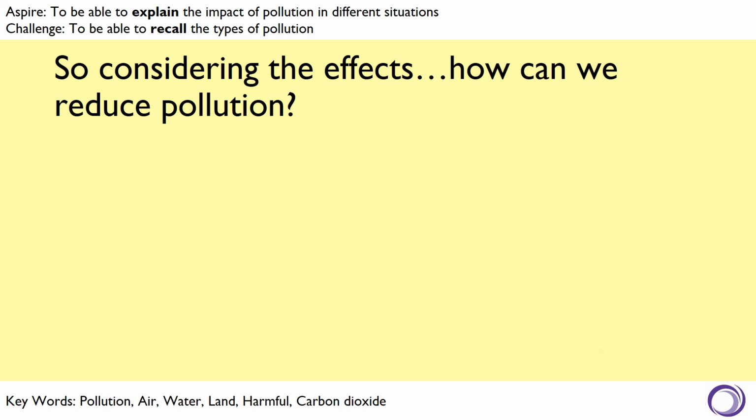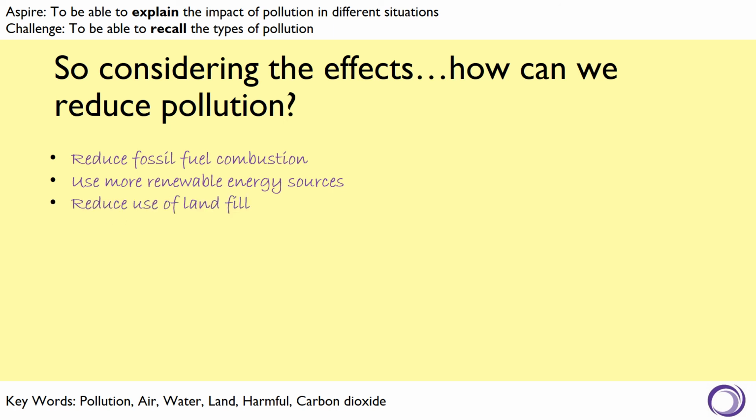So first of all, we could reduce our fossil fuel combustion and use more renewable energy resources. Both of these will reduce the amount of carbon dioxide going into the atmosphere. We could reduce our use of landfill, reduce our use of pesticides, and that's going to reduce our land pollution.